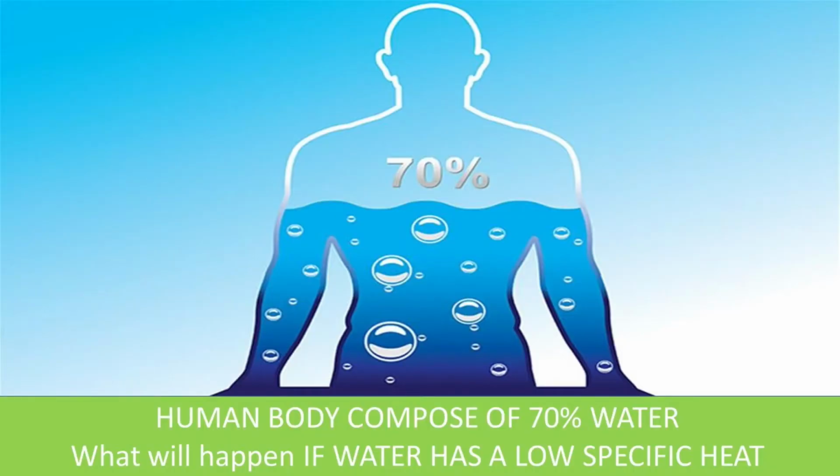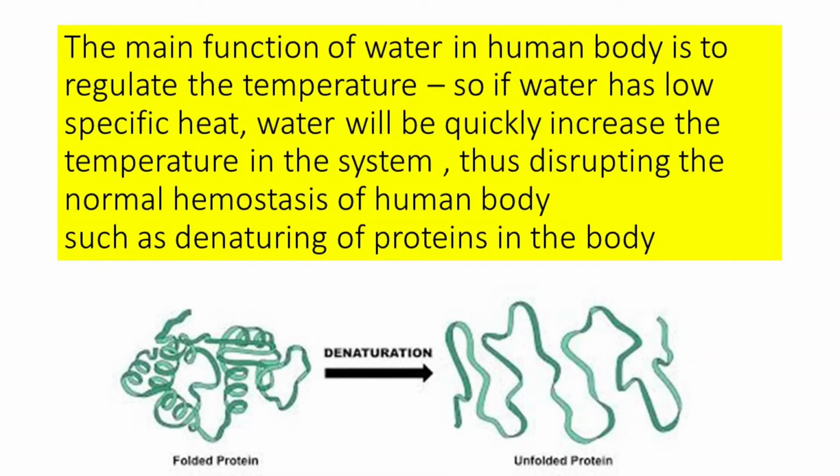The human body is composed of 70% water. So what will happen if water has a low specific heat? The main function of water in the human body is to regulate the temperature. So if water has low specific heat, water will quickly increase the temperature in the system, thus disrupting the normal homeostasis of the human body. For example, denaturing the proteins in the body as the temperature increases.